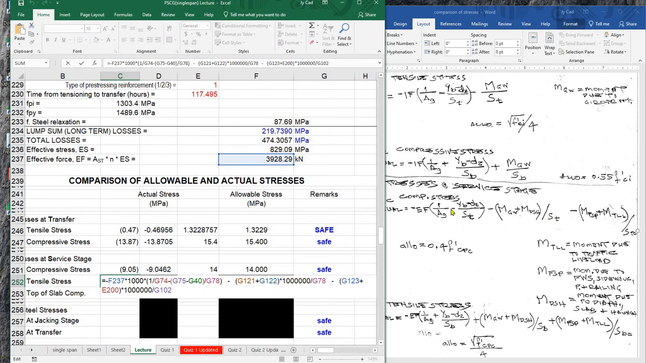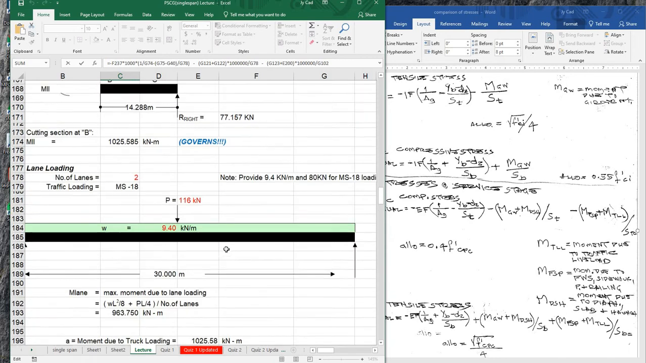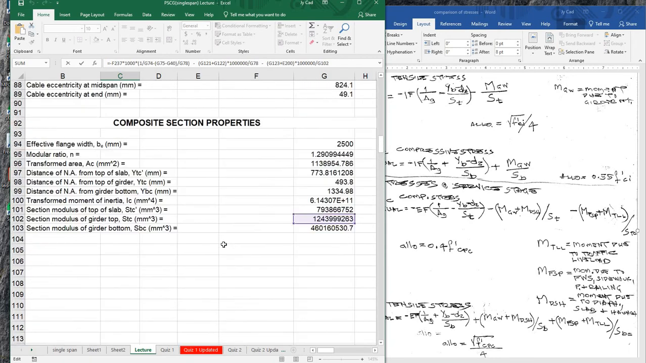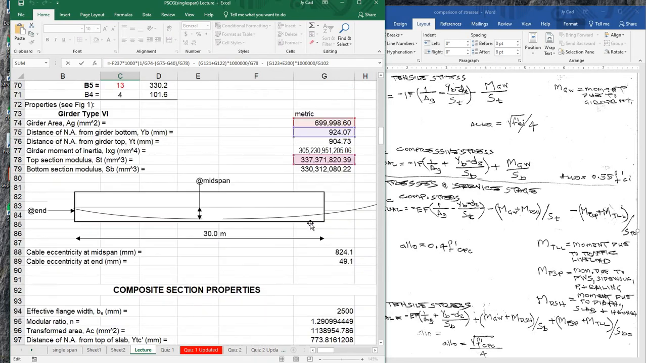Ang papalitan ko lang yung section modulus top. So, nasan yan? Ito. Ayan. So, gagawin nating S sub T, gagawin nating S sub B. Pwede ko lang i-click yan pababa. Okay, so dito, pwede mo rin siyang ma-check. This is G79. This is column G and then row 79. And that refers to section modulus bottom or S sub B which corresponds to this.